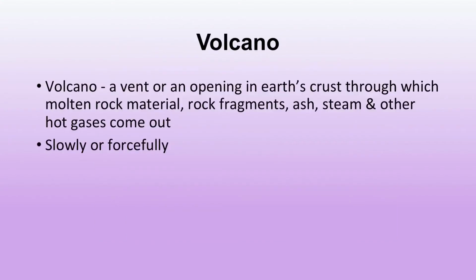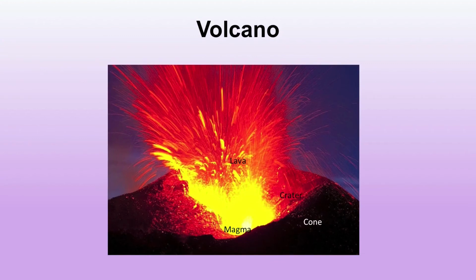Now, another thing that happens is volcano. Volcano is one of the different types of landforms and processes that occur due to this folding, faulting and fracturing. A volcano is a vent or an opening in the Earth's surface through which molten rock material, rock fragments, ash, steam, gases and other hot gases come out, slowly or forcefully or violently. This is an example of a volcano. You must have seen it in pictures, movies or photographs.